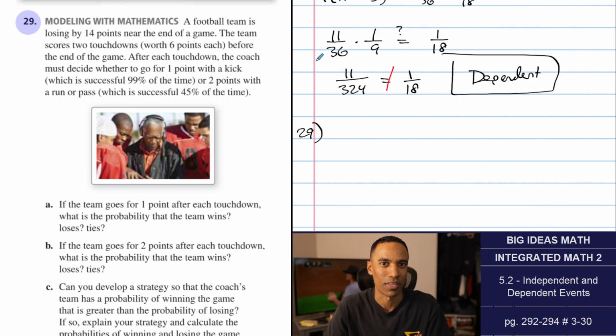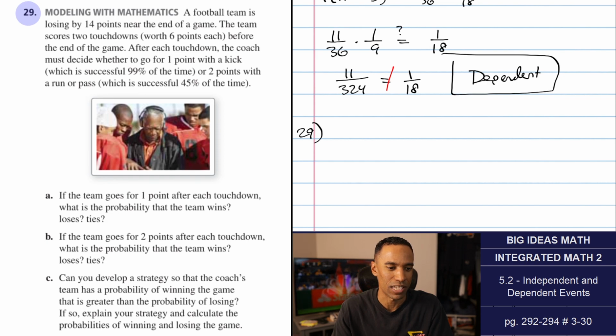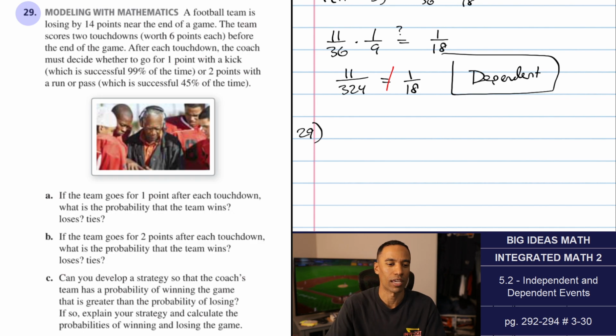I like where they're going with this. I like this idea of these things. I don't know if these are actual true numbers back when, but this is good. If the team goes for 1 point after each touchdown, what's the probability that the team wins, loses, ties? Assuming they're not talking about, okay, because it says ties, so assuming there's no overtime.